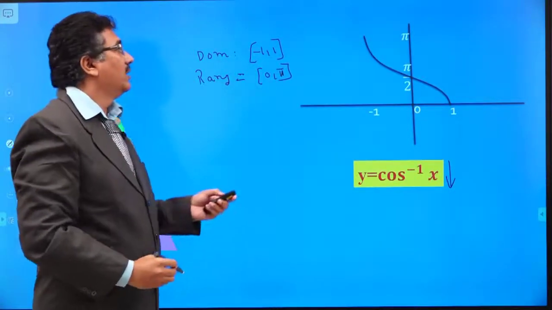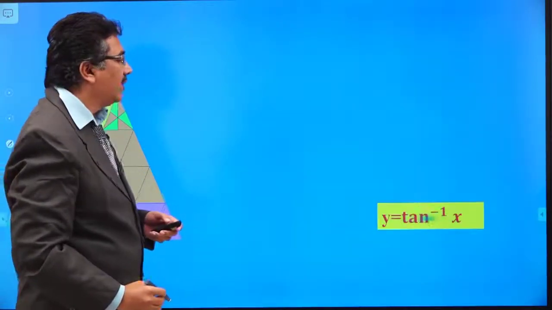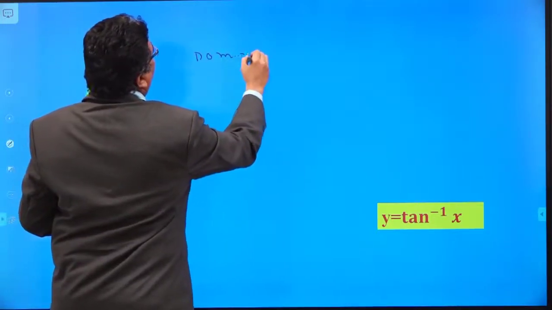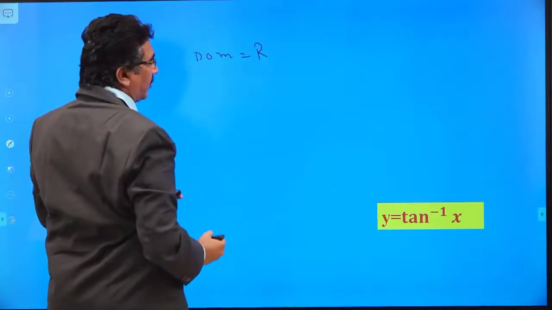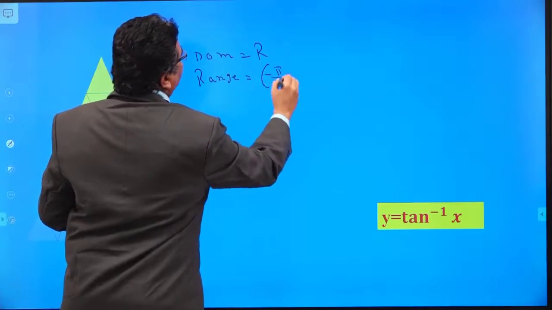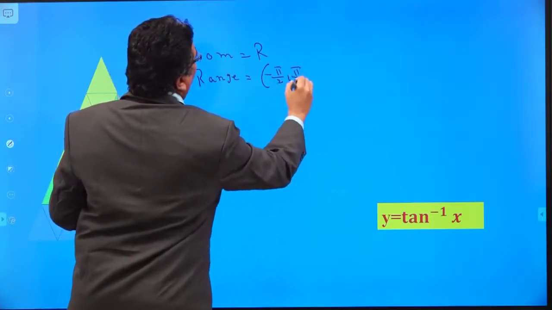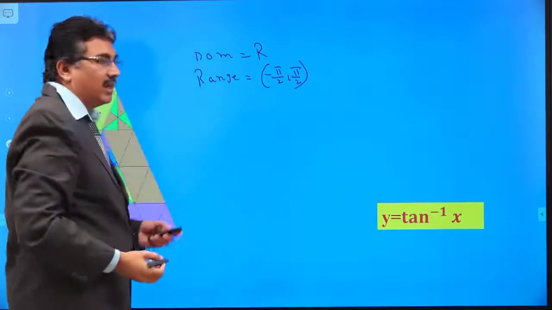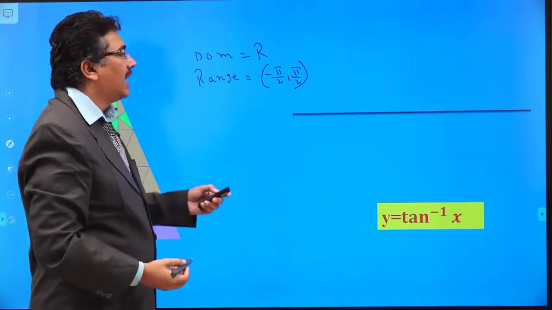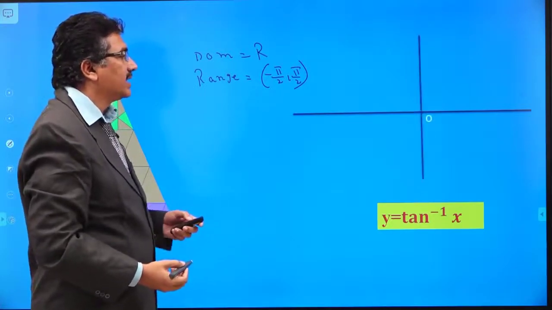Now see the graph of tan inverse x. The domain of tan inverse x is the set of all real numbers. The range of tan inverse x is the open interval minus pi by 2 comma pi by 2. By taking the domain values on the x-axis and range values on the y-axis.